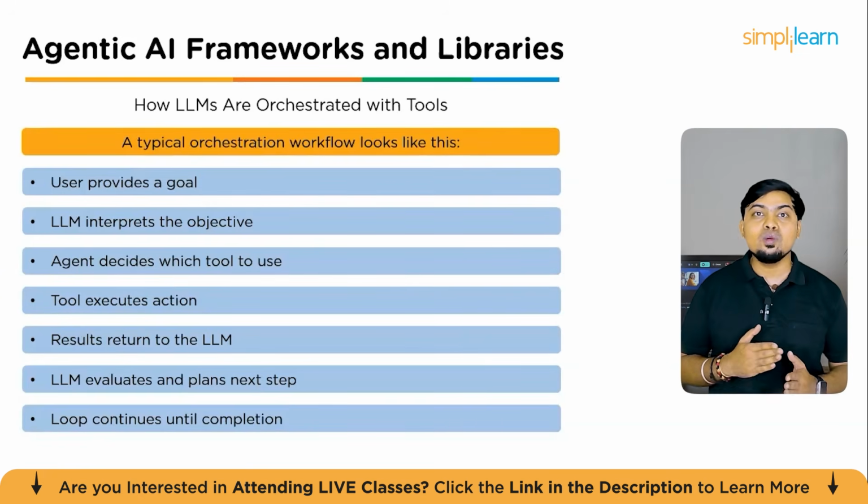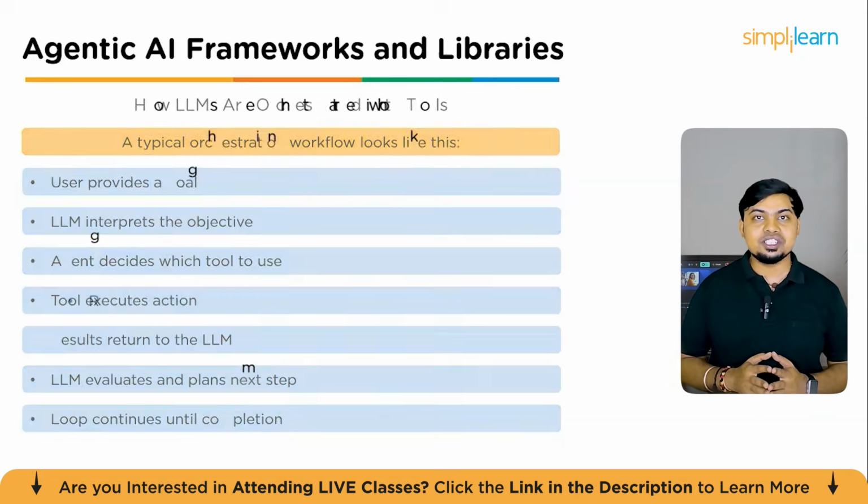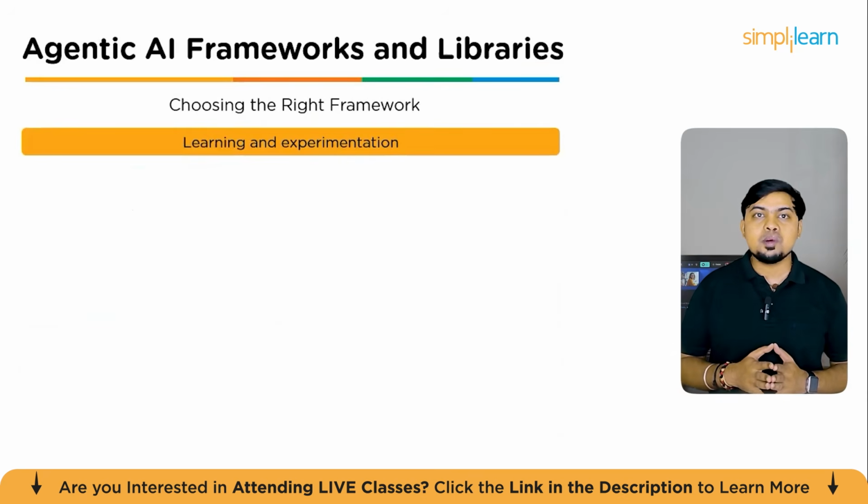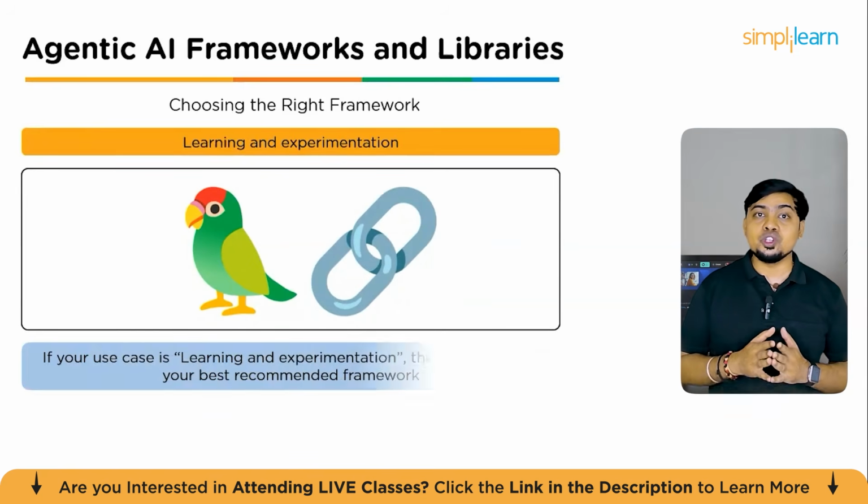This creates a closed-loop intelligence system. Function calling and tool invocation. Modern LLMs provide support for structured tool interaction through features like function calling, tool schemas, and API integrations. This allows agents to move beyond text generation into real-world action execution. Now the fifth one, choosing the right framework. The best framework depends on your goals.